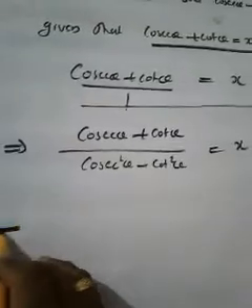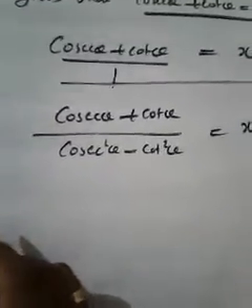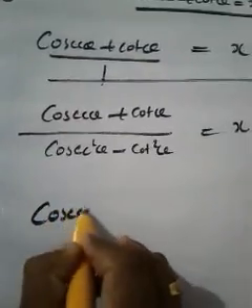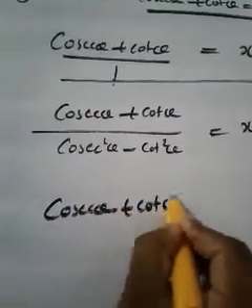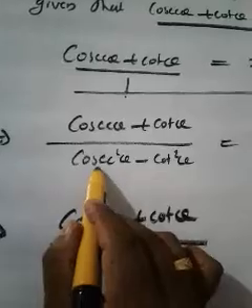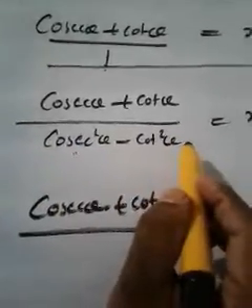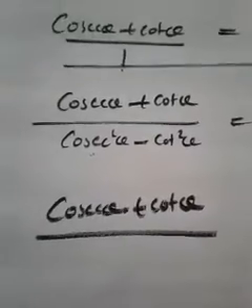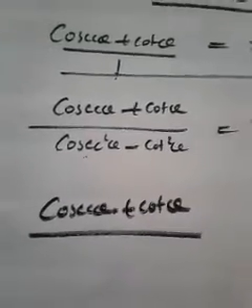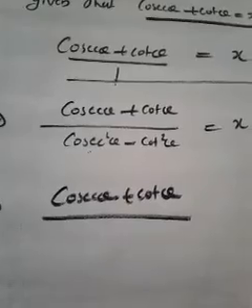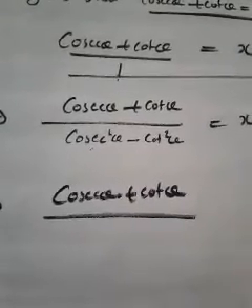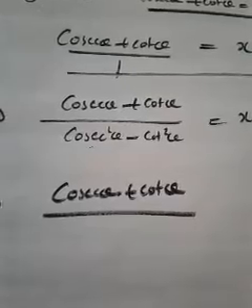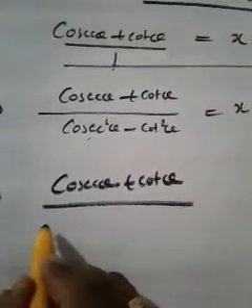Now the numerator is cosec theta plus cot theta, and the denominator is in the form a square minus b square. Since it is in the form a square minus b square, can you replace it as a plus b into a minus b? Yes, I know some students are getting ideas. Those who practiced the previous question well may get the idea very fast. We can replace the denominator with a plus b into a minus b.